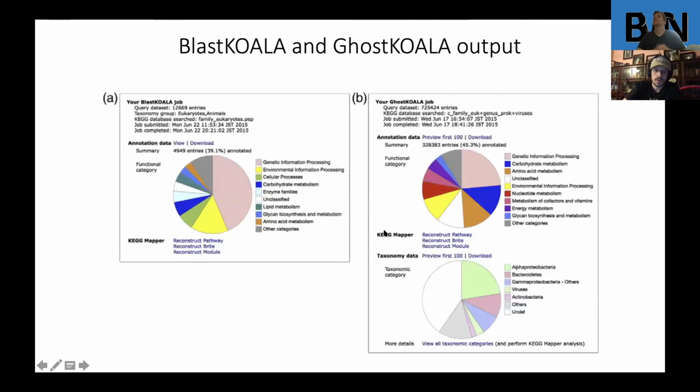So once you get the results back from your BLAST Koala or your Ghost Koala run, and I'll talk about COFAM Koala in a few slides, you'll get an email with a link that you can click on, and that link will take you to a page that will have this result, if you submitted a BLAST Koala job or a Ghost Koala job. This is pretty nice because you not only get a functional annotation summary, but you also get taxonomy data for your submitted genes, and then you can download these data sets.